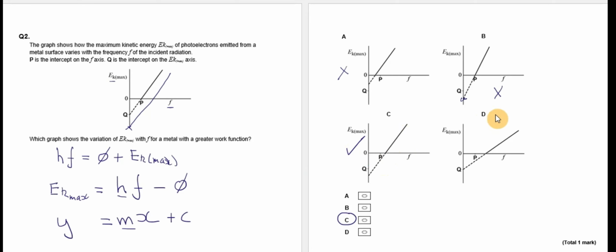We'll have a quick look at D and why that doesn't work. Well, it's got the same y-intercept as the original graph, whereas the y-intercept should be down here with the greater work function. The gradient has changed, which is not possible, and the x-intercept is just to the right of P, which actually is okay, but there's two other faults for this graph.